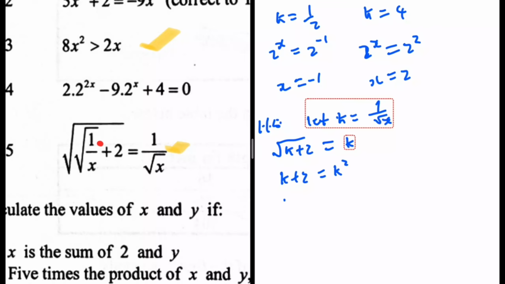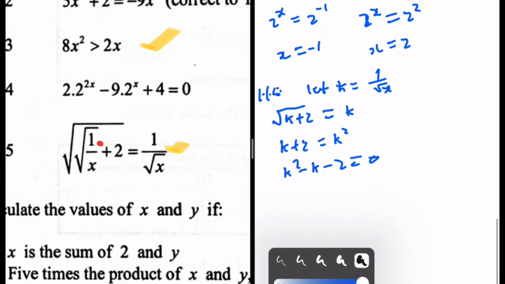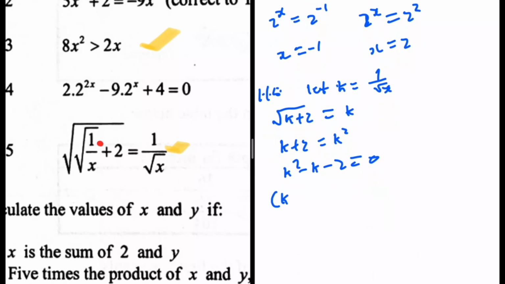Wait a minute. What is happening? Do I have k squared minus k minus 2? It seems like it. So how do we then proceed? k, obviously, and then minus 2 plus 1, so that the middle term can be minus k. This is equal to 0. So k is equal to minus 1, or k is equal to 2.